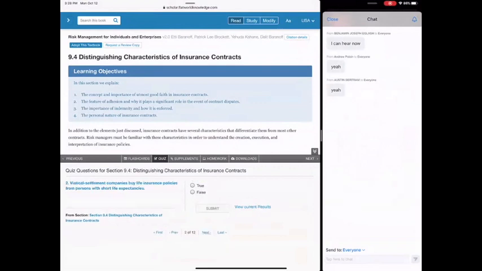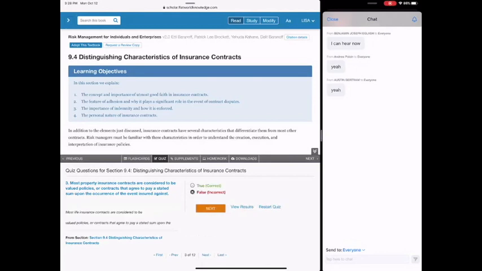Viatical settlement companies buy life insurance policies from persons with short life expectancies. True or false? True. That's correct. The book, make a note of this. If you do this quiz in the future, I'll check. Maybe they fixed it, but I told them this one was wrong. Most property insurance contracts are considered to be valued policies. No, they are not. Have they fixed it yet? No, they haven't.